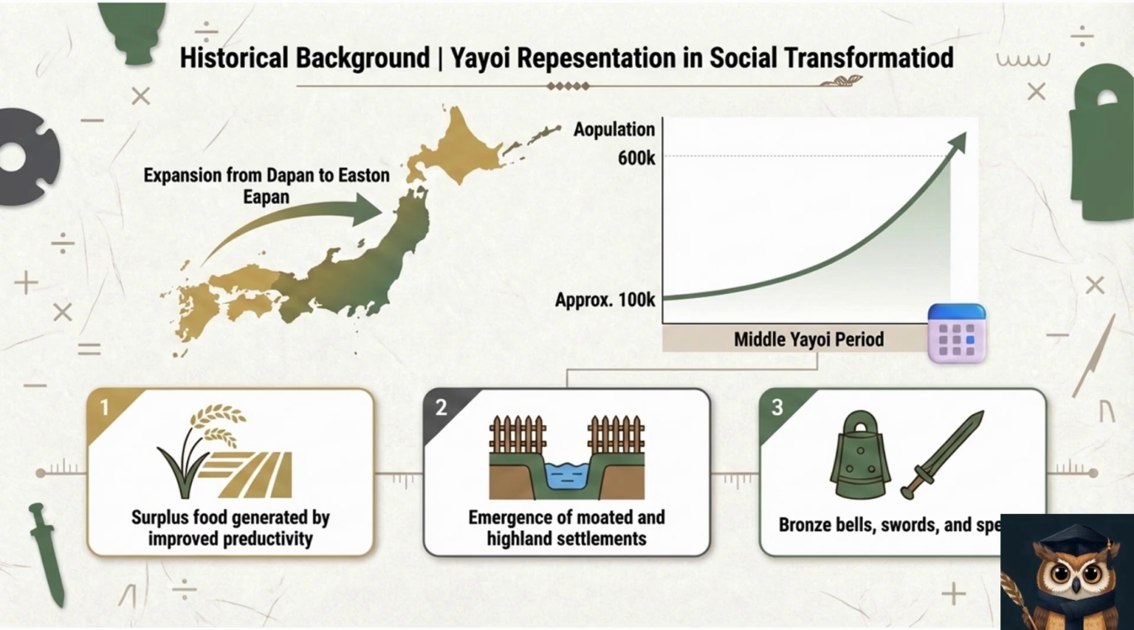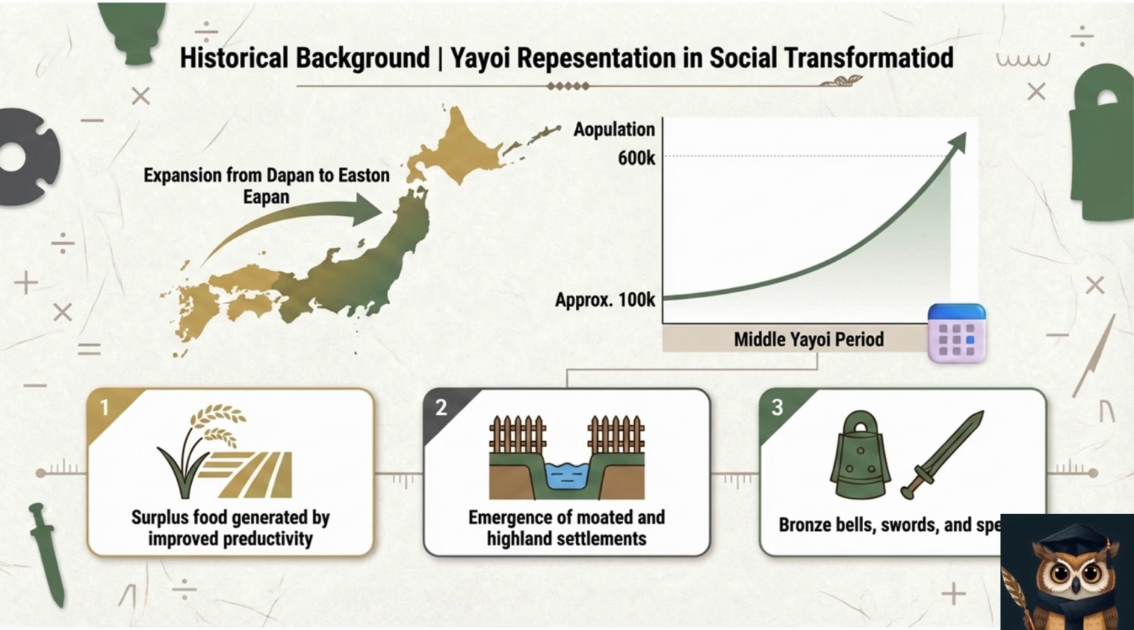But here's the paradox. More people means more mouths to feed, which drives the need for even more rice production, which requires more land, more water, and more organized labor. Population growth and agricultural intensification feed each other in a cycle. Second, the map shows that rice farming expanded from northern Kyushu, where it first arrived, eastward across Honshu, all the way to eastern Japan. This was not a slow drift. It was a relatively rapid cultural and demographic expansion. As rice farming spread, so did the social structures that came with it: settled villages, grain storage, and the hierarchies that manage both.